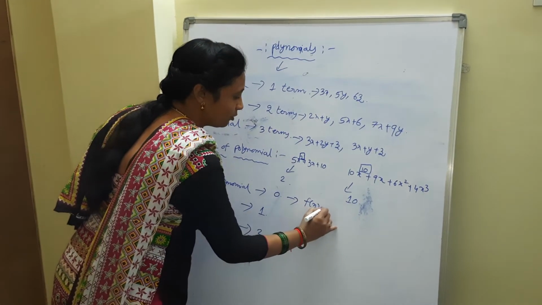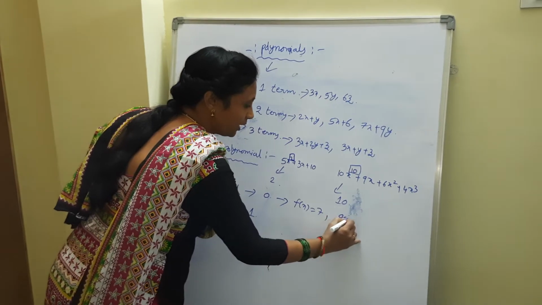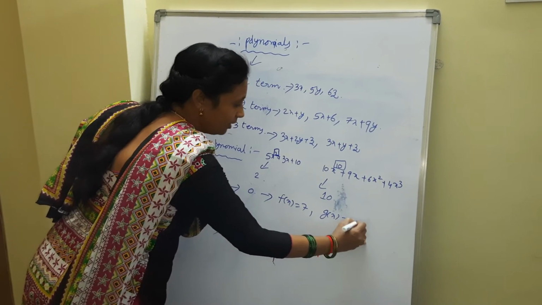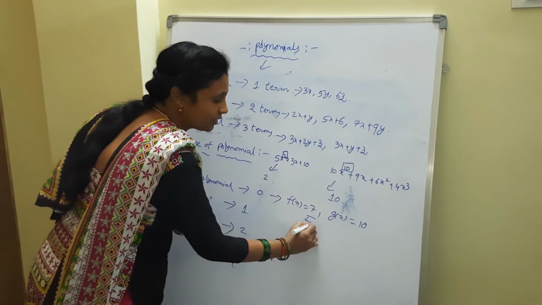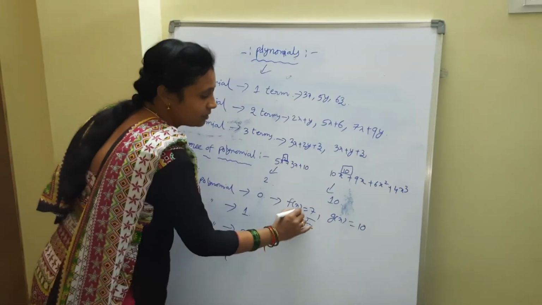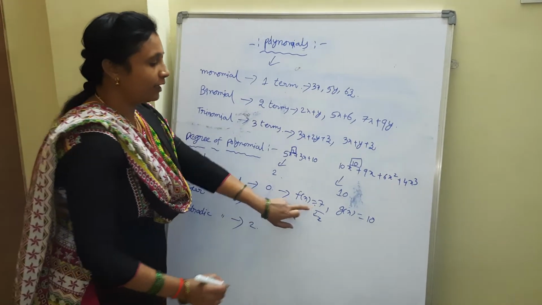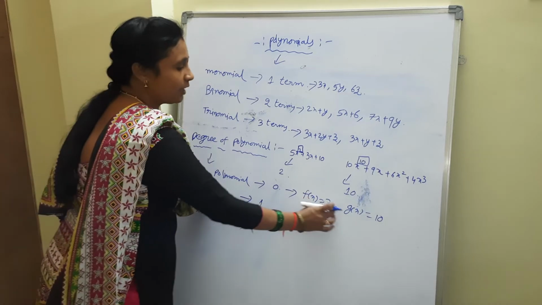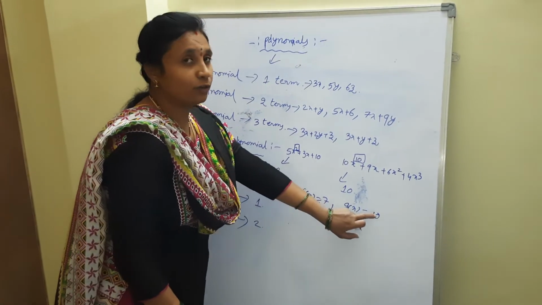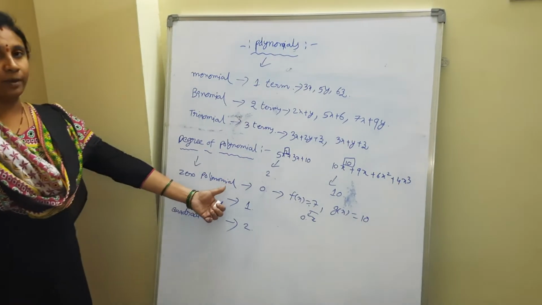The examples of the zero polynomial are f of x is equal to 7, g of x is equal to 10. In this, it doesn't contain any x value, so the power is 0. These are the examples. f of x is equal to 7, g of x is equal to 10. This is the zero polynomial.